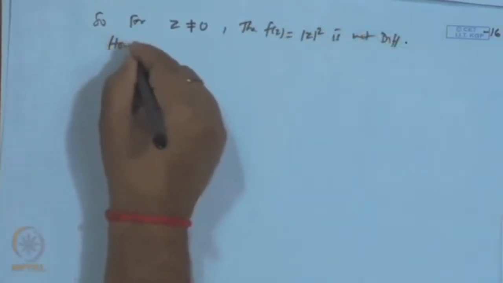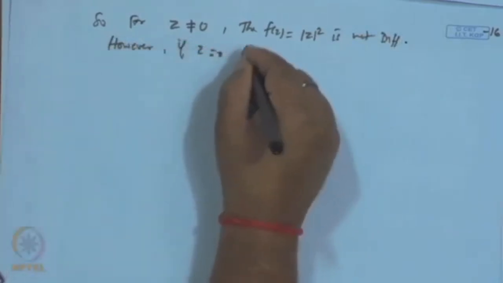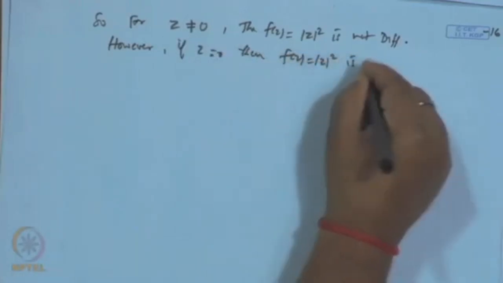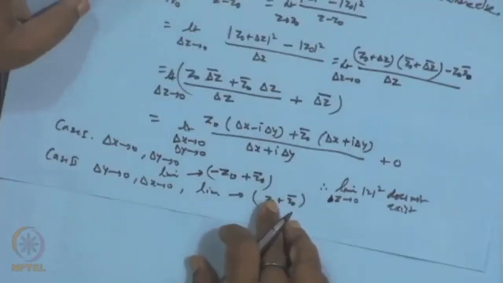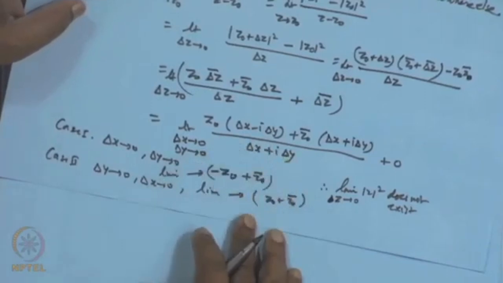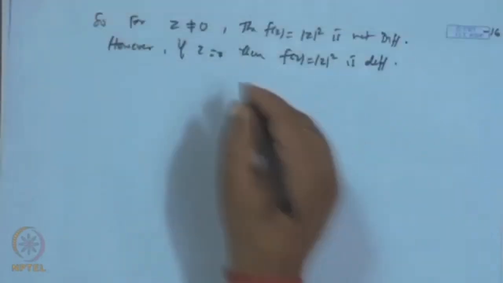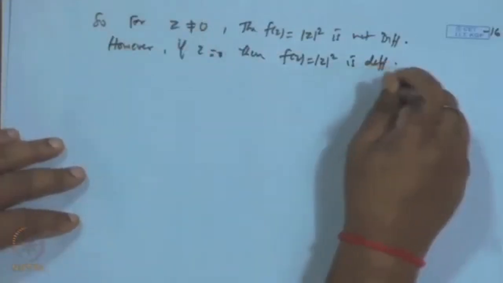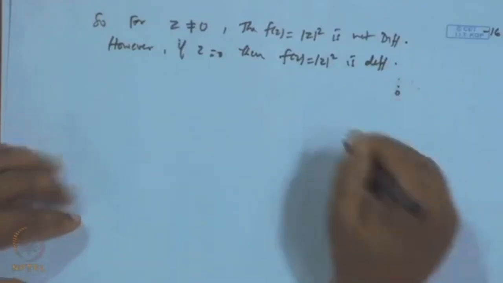However, if z is equal to 0, then the function f z is differentiable, because this limit will exist. Whatever path you choose, if you get the same thing, the epsilon delta definition will help you in getting the result. So, that I am leaving to you. So, this is the function which is differentiable only at the single point 0 and nowhere else.